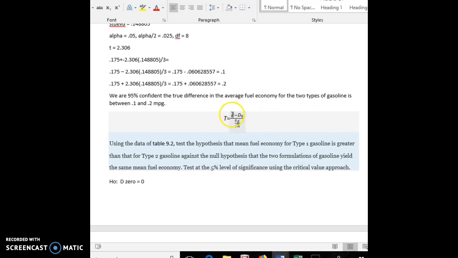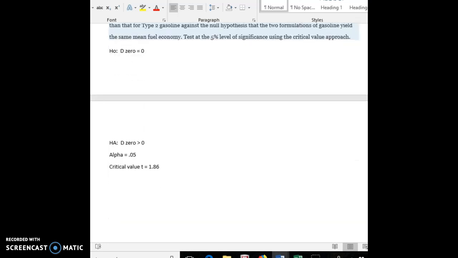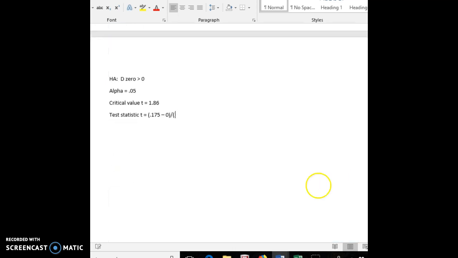We want to take our mean that we got for the difference and subtract D sub 0, which is in this case 0. So the mean we got up here when we did our confidence interval was 0.175. So let's do our test statistic. T is going to be 0.175 minus this value from the null hypothesis, which is 0, divided by the standard deviation that we had up above when we did that calculation, 0.148805, divided by the square root of the sample size, which was 9. Now, square root of 9, we already know is 3, so I'm just going to write that down.